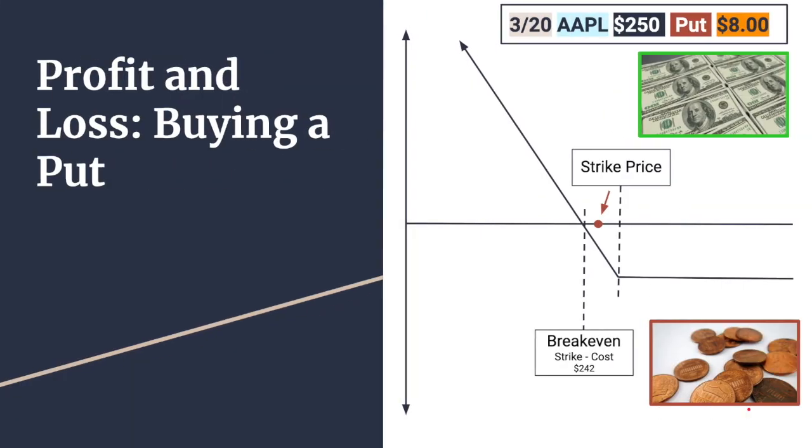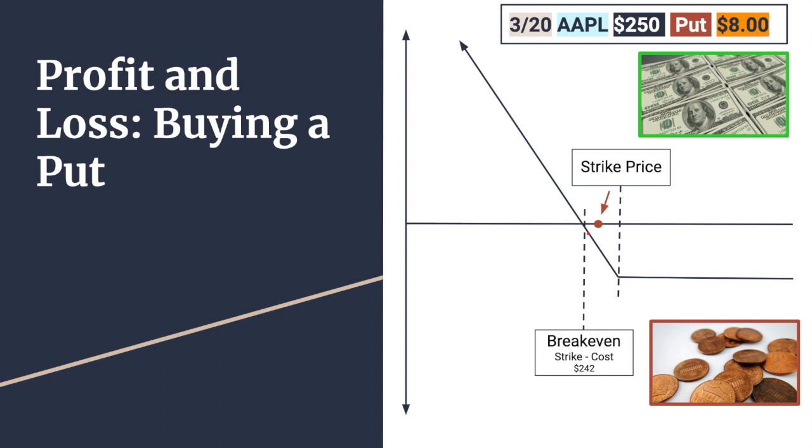Okay, let's go over to buying a put. Buying a put is similar, except you actually make more money as the stock goes down. In this case, you would calculate your break-even from the strike price, $250, and taking away the cost, which is $8. So that gives us a break-even of $242.